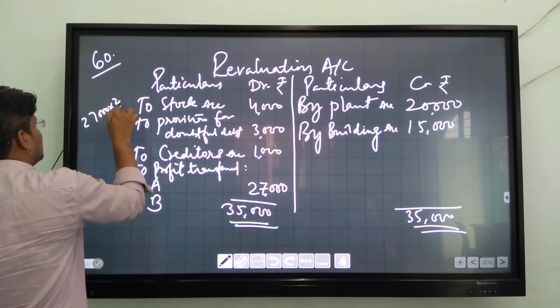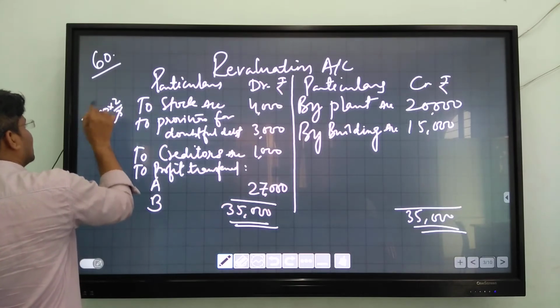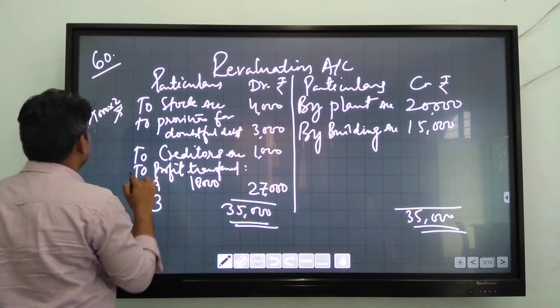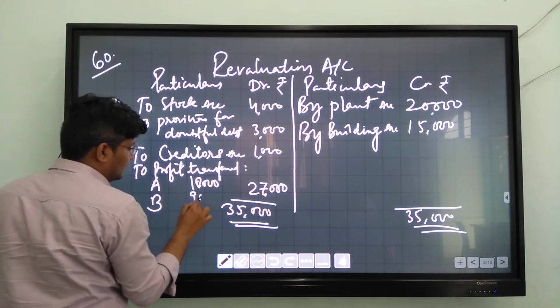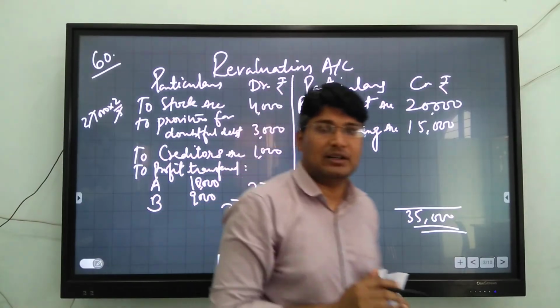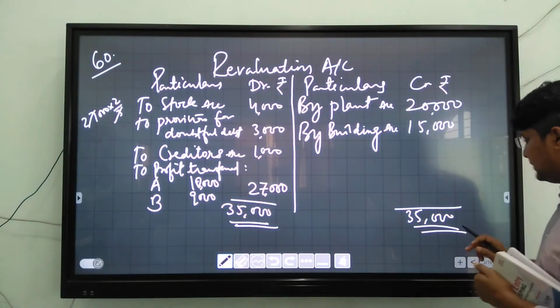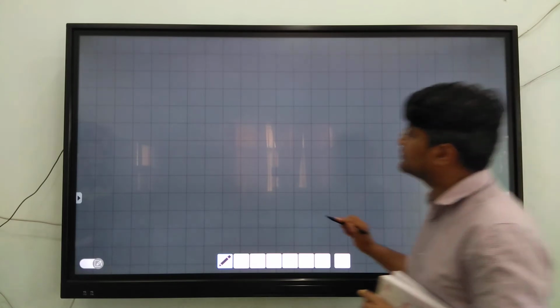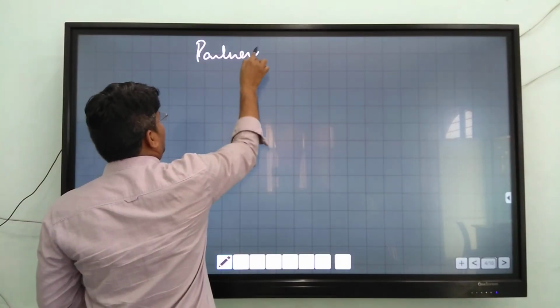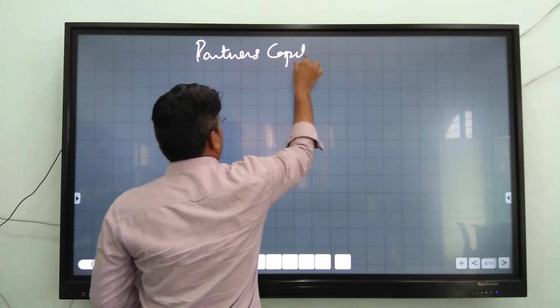27,000 into 2 by 3, that is 18,000, and 9,000. This is the revaluation account. Next account is partners capital account. Partners capital account.